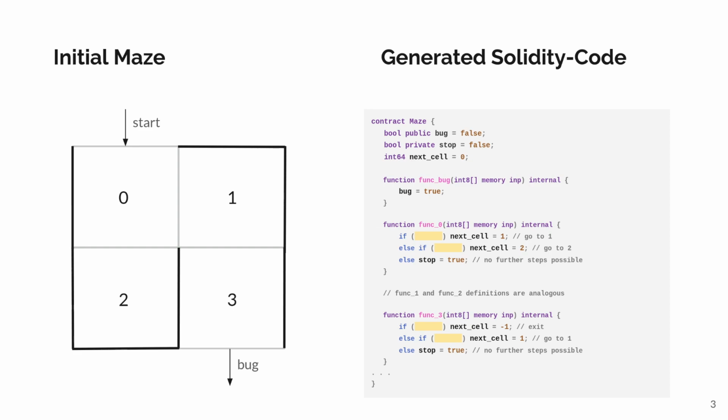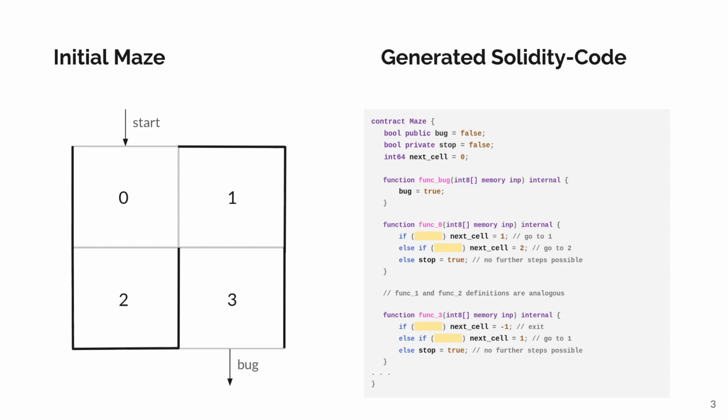Intuitively, the fuzzer will act as an agent traveling through the maze. We translate each of the maze's cells to a function. For example, you can see here we have functions 0 and 3 corresponding to cells 0 and 3 respectively. We omit the definitions for functions 1 and 2 for conciseness.